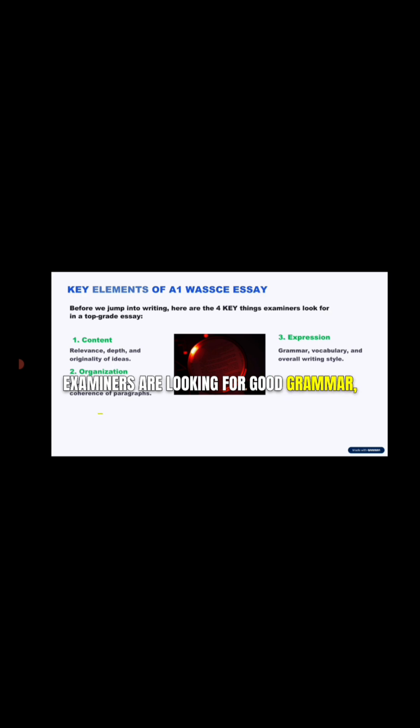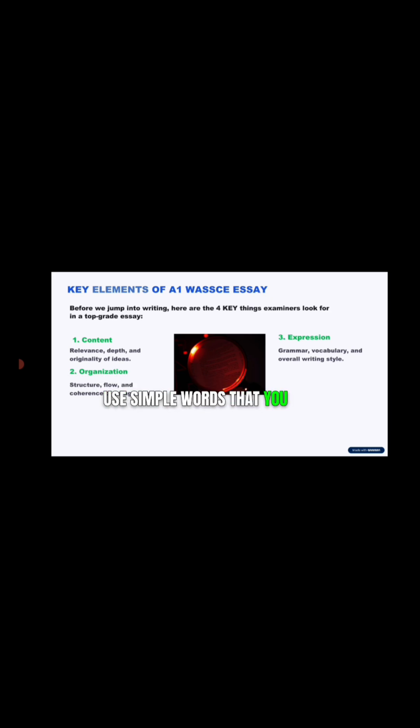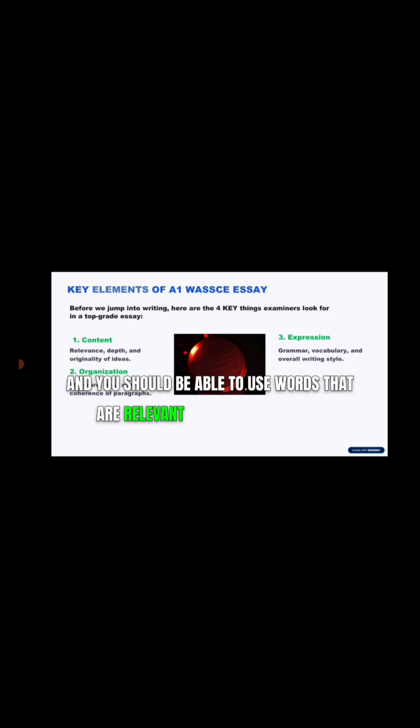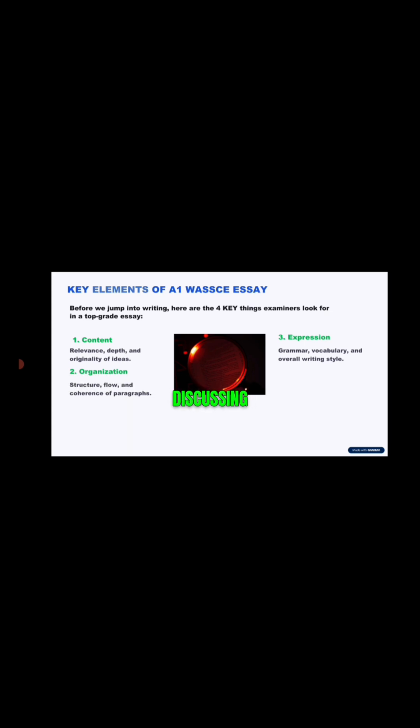3. Expression. Examiners are looking for good grammar, vocabulary, and good overall writing style. You should be able to express your ideas in good English. Use simple words that you can use in meaningful sentences to express your ideas. And you should be able to use words that are relevant to the topic you are discussing.